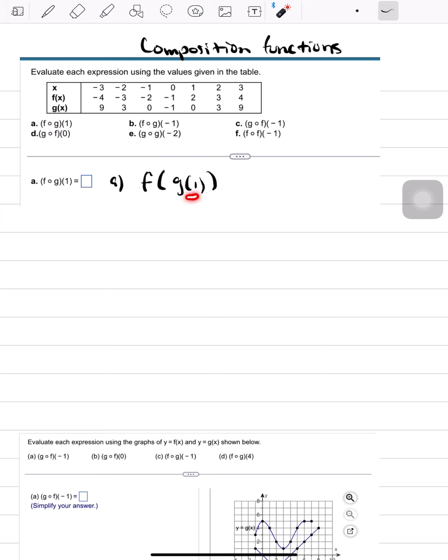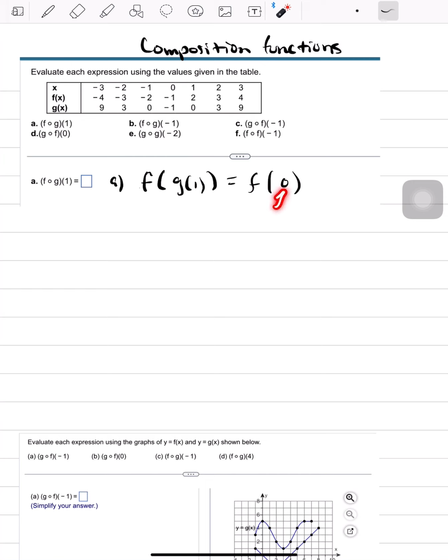So again, to solve g of 1, we go to 1 for the x, and then 1 is right there, and we ask ourselves, what is the output for g? Not f, but g, and that is 0. So then this becomes f of 0, right? Because when we plugged in 1, the output was 0.